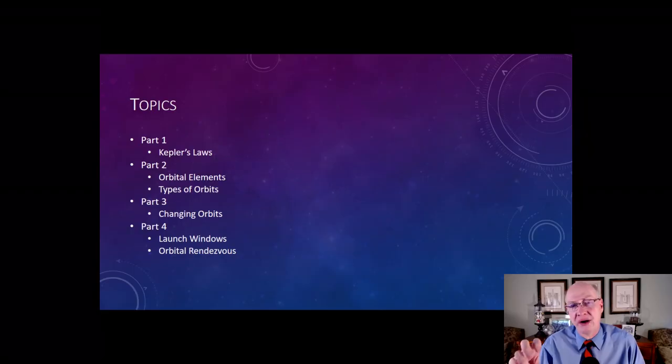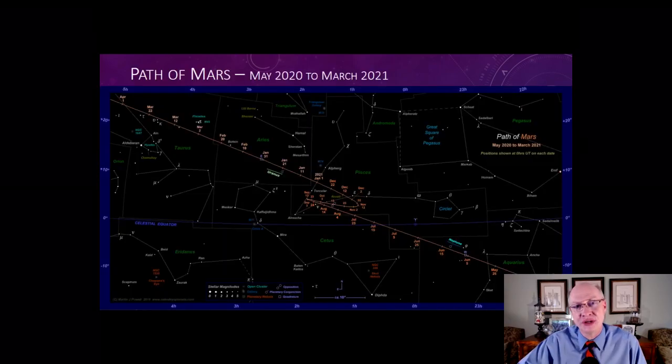In our third part, we'll talk about changing orbits, why orbits change over time, and things that we need to do when we want a satellite to move from one orbit to another. And then in the very last part, we will talk about launch windows and orbital rendezvous. So let's talk about the history of orbits.